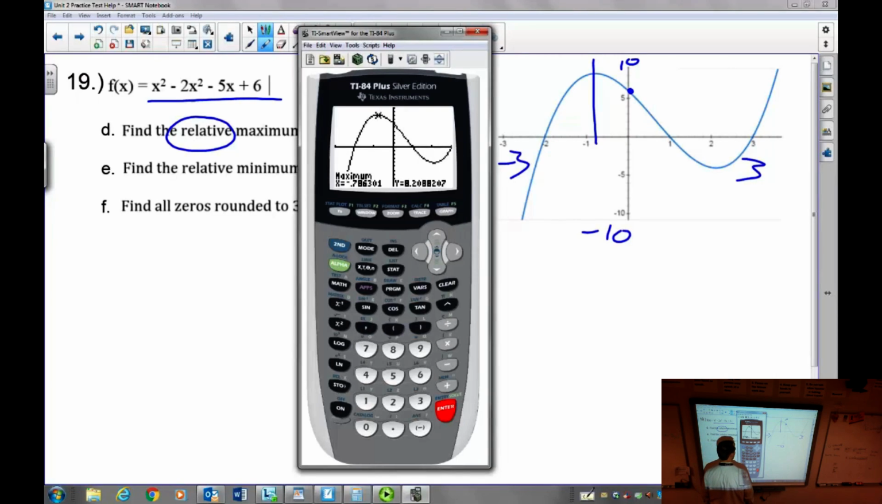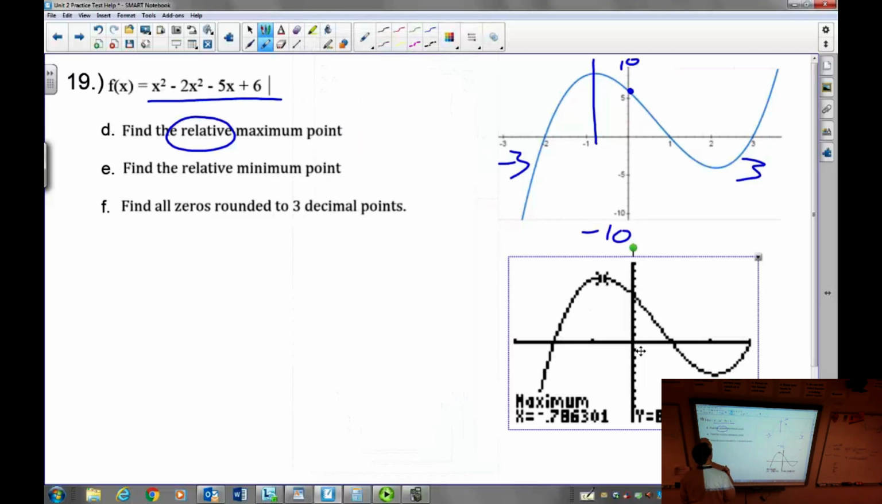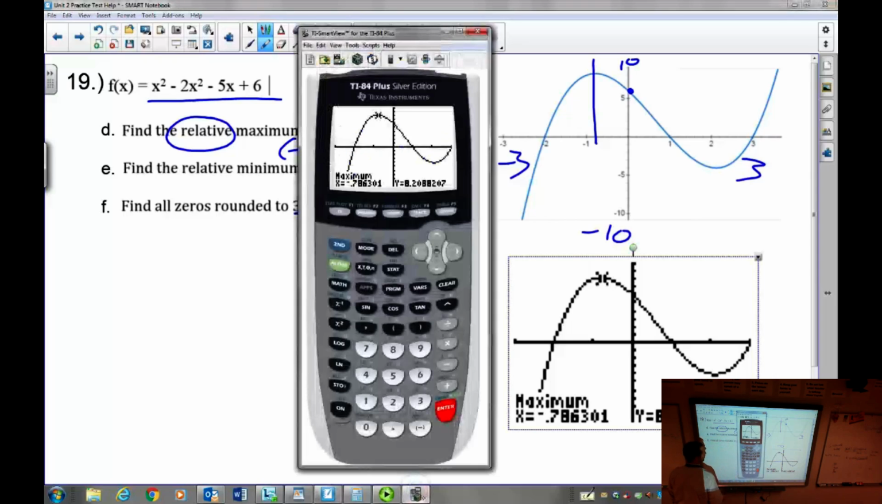-0.786, and then y equals 8.2. So we'll put that here, and we'll write it down. Our relative maximum point is -0.786. It says round, so maybe we could also round these ones as well. So -0.786, comma, 8.209, if we're rounding to 3 decimal places. Cool. So that's our maximum. And then let's see what our minimum is.